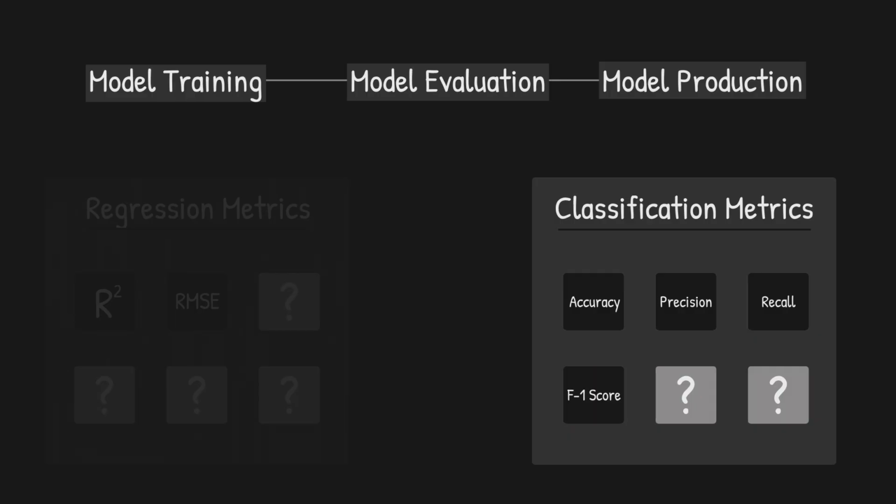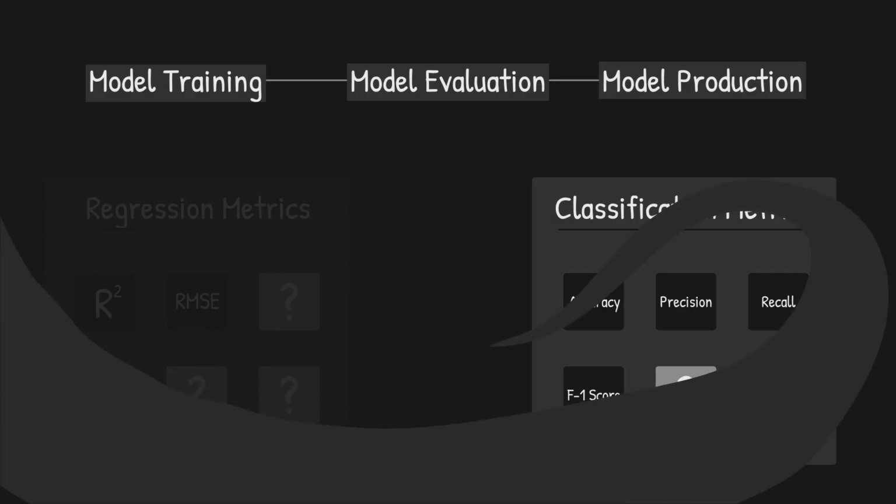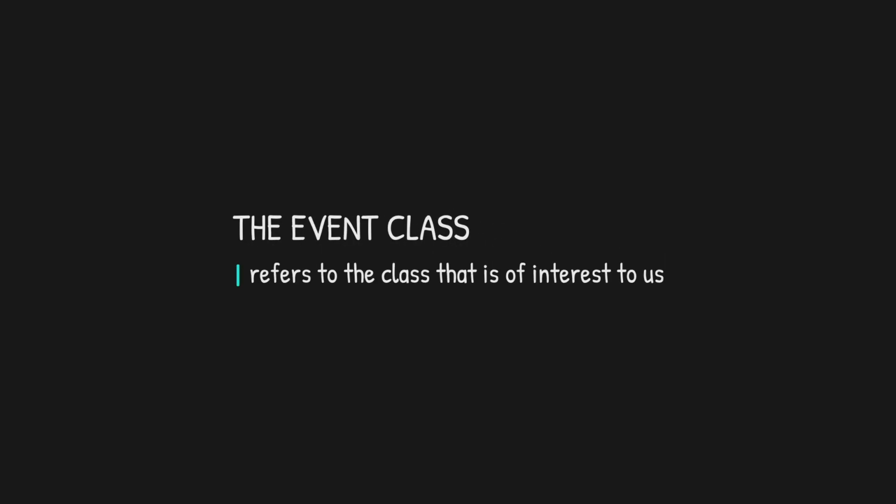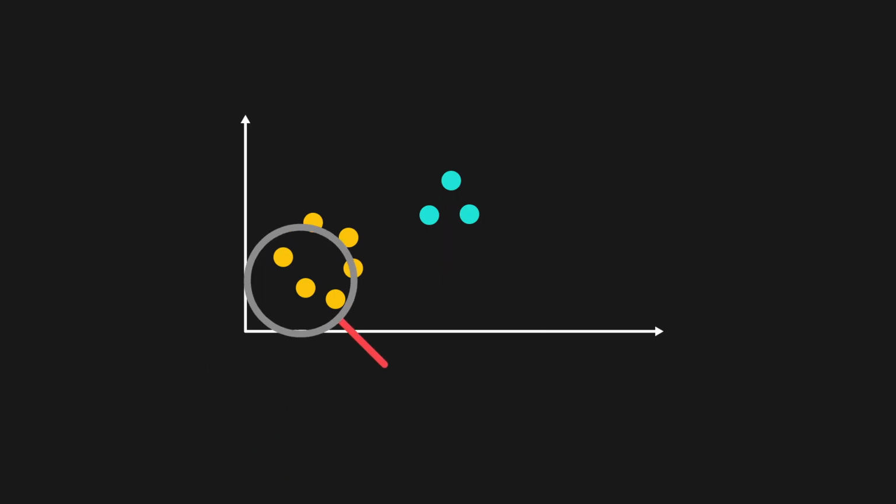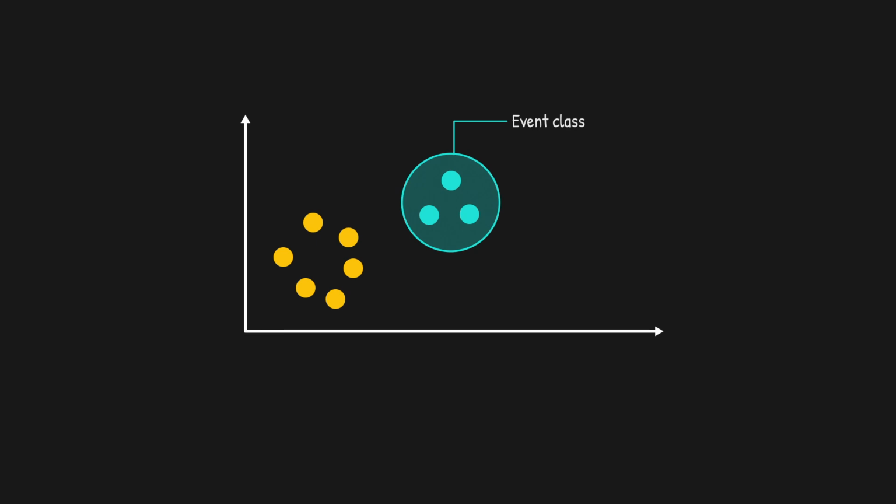But before we talk about any of these, we have to first understand an important concept in classification: the event class. The event class refers to the class that is of interest to us. In other words, it is the class we are trying to learn. Oftentimes, it is the minority class, and we specifically label it as the positive class, or more formally, the class where the label y is equal to 1.